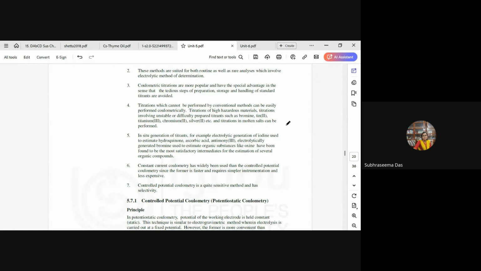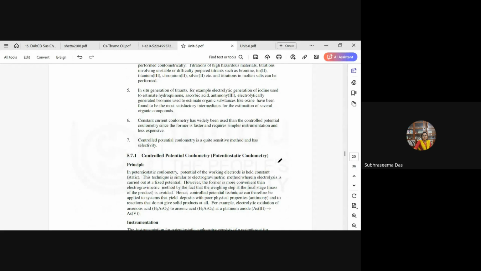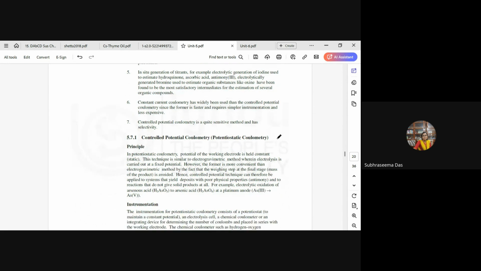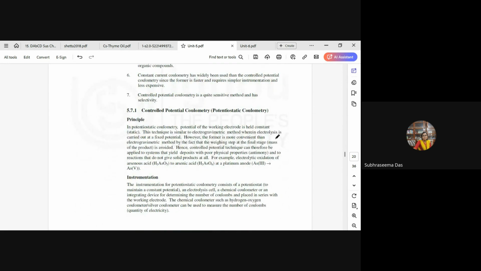Constant current coulometry has been more widely used than controlled potential coulometry because amperostatic coulometry is a faster process and requires very simple instrumentation, and constant potential coulometry is very sensitive and has very high selectivity. So then we will talk about potentiostatic coulometry.